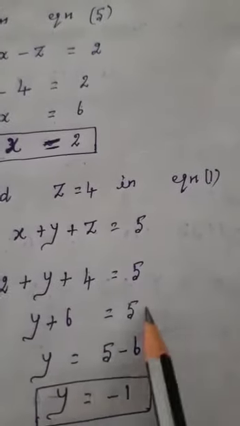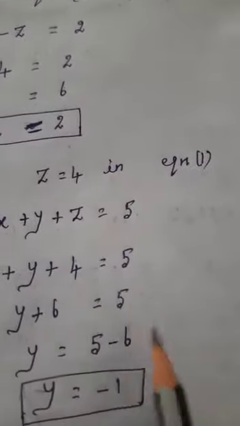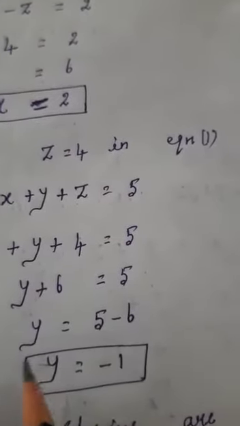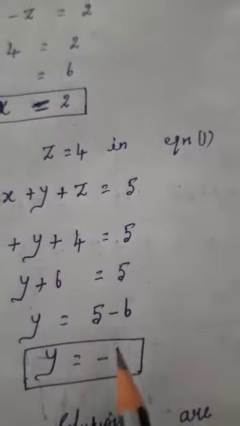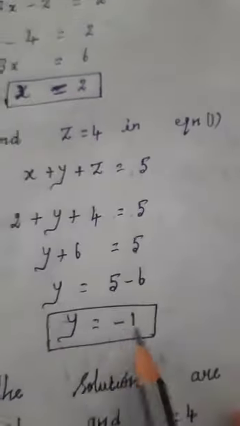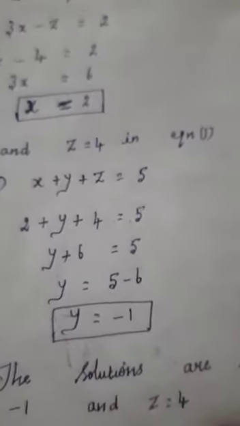Then y is equal to 5, already you have on this side, plus 6 if you transpose to that side, that is minus 6. Then y is equal to 5 minus 6, different signs, small to big we are subtracting. So subtract and take the bigger number's sign, that is y is equal to minus 1. So the solutions are x is equal to 2 and y is equal to minus 1 and z is equal to 4. This is the answer for this one. Okay, so keep it in your mind.